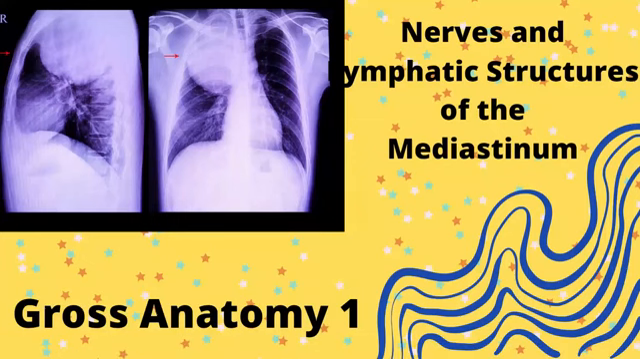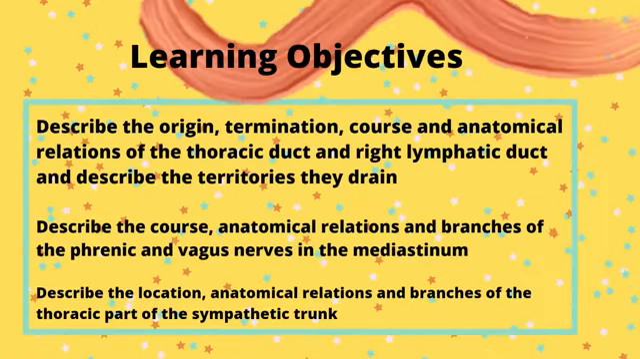In this video, we will be continuing our study of the mediastinum, and we will talk about the nerves and lymphatic structures of the mediastinum. So our learning objectives are to describe the origin, termination, course, and anatomical relations of the thoracic duct and right lymphatic duct and describe the territories they drain. We also want to describe the course, anatomical relations, and branches of the phrenic and vagus nerves in the mediastinum. And then lastly, we will describe the location, anatomical relations, and branches of the thoracic part of the sympathetic trunk.